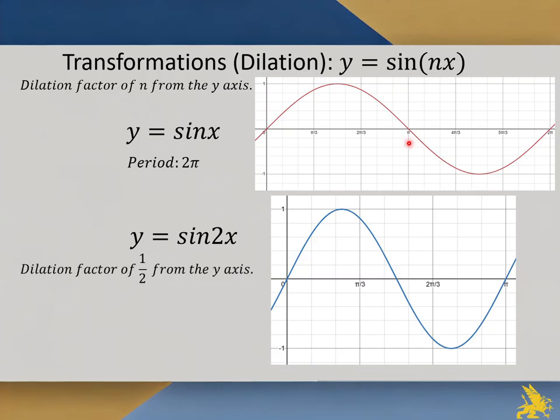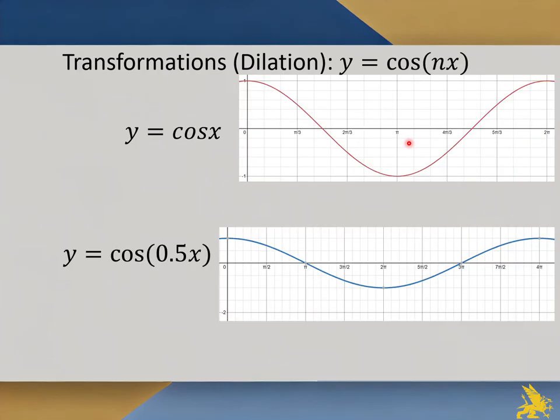So our period is now pi. Our mapping coordinates is whatever our x was, we are just dividing it by n. Let's look at this next one. We've got our cosine, y equals cosine nx. Same thing applies with this.